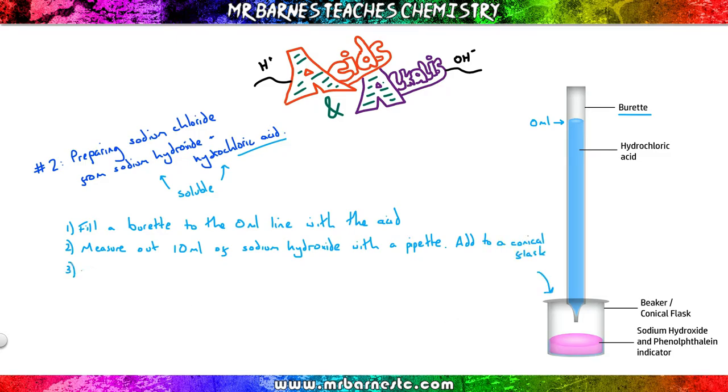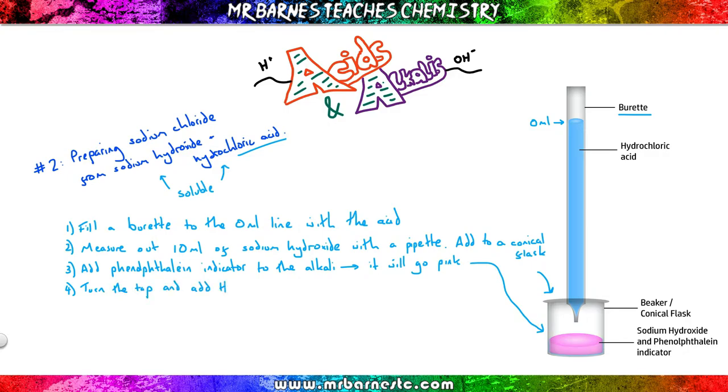Step 3, add your indicator. Now try and remember phenolphthalein. This is probably one of the better indicators. It gives you a clear sign of when it's finished reacting, when it's become neutral. Add it in and it will go pink straight away. Once you've done that, turn the tap and start to add in the acid to the alkali nice and slowly. And you're going to do this until it goes colourless. The second it goes colourless, you turn the tap off. That's how much acid it takes to completely neutralise and make your solution pH 7.